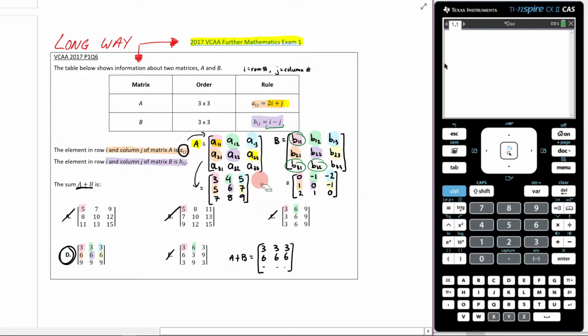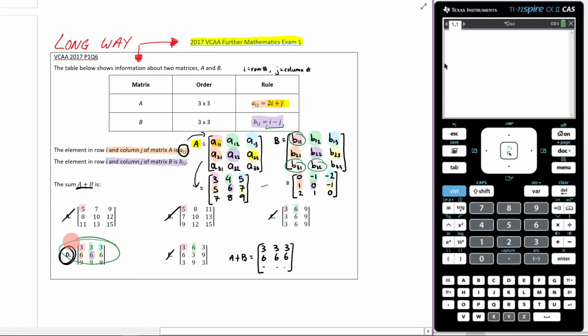And then once they've done all of that, they've added these two matrices together. So they've gone 3 plus 0 is 3. 4 plus negative 1 is 3. 5 plus negative 2 is 3. So you've got all threes on your first row there. So that means our answer is D.